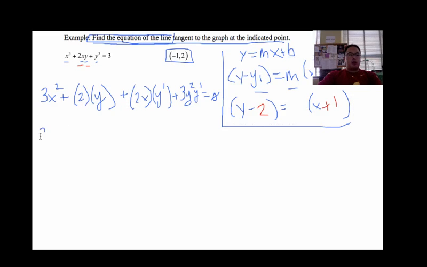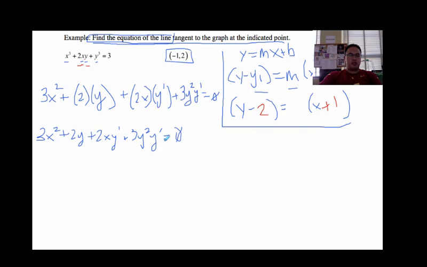So simplifying this problem, I have 3x squared plus 2y plus 2xy prime plus 3y squared y prime equals 0. And again, if I'm going way too fast, you could pause this, you could slow it down, but that's the great thing about video. All right, now how do I solve for slope, or how do I solve for the derivative? Remember, I need to get y prime by itself.